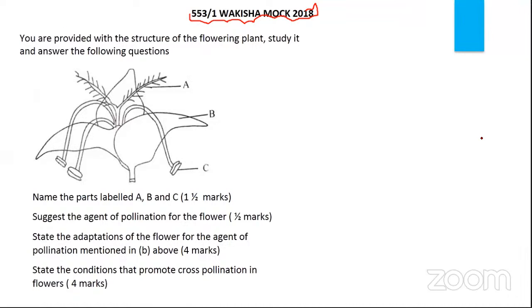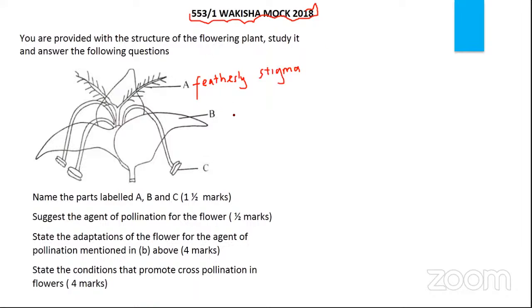The anther head. Okay. Joanita says A is anther head. Do you agree with that, Isabella? Feathery stigma. Okay, thank you, Isabella. This is the feathery stigma. We have just looked at this. Feathery stigma. Thank you for that.